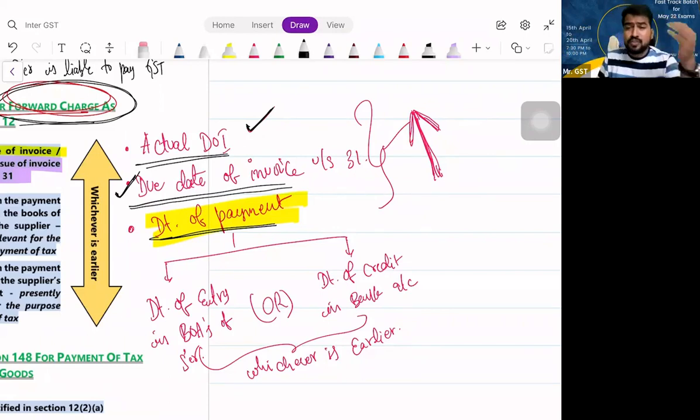This stupid fellow has sold goods on 15th April, but actually raised the invoice on 18th April. What is the actual date of invoice? 18th April. Are you able to understand? So they will give the actual date of invoice in the question, nothing to worry. Fine. So we have understood actual date of invoice and due date of invoice.